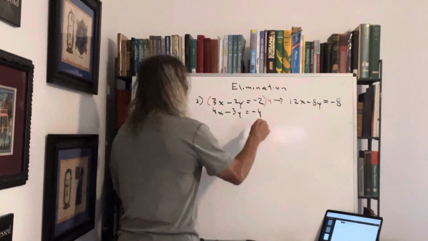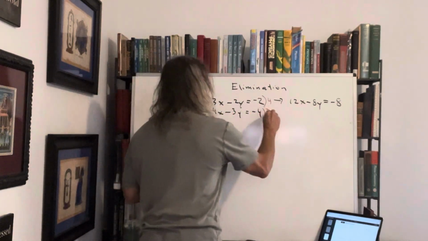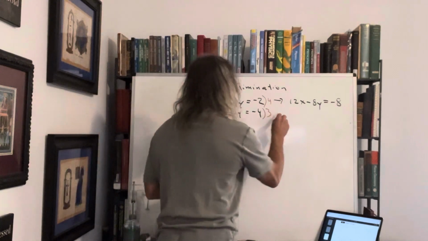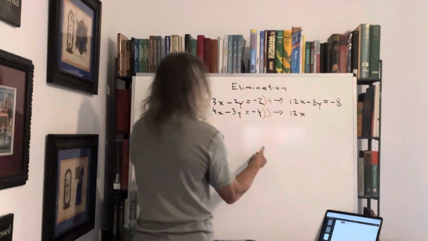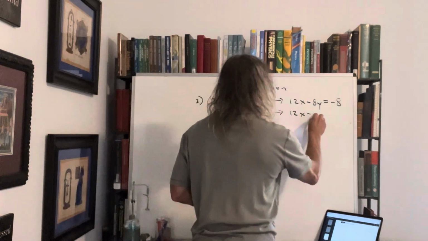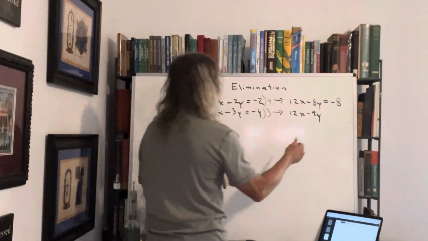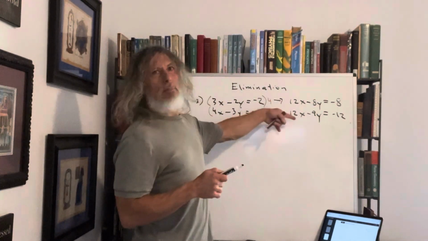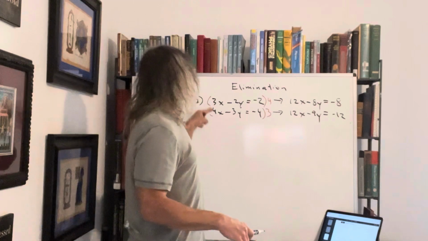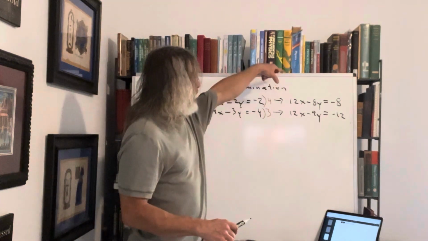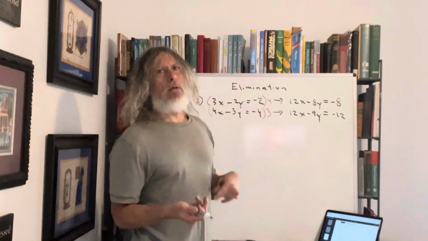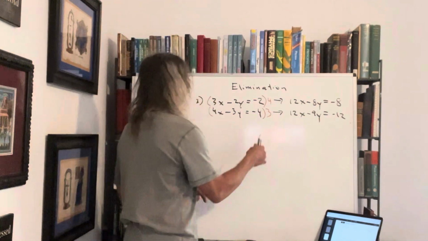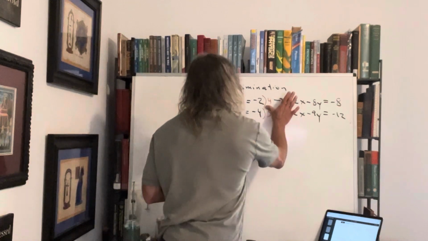And here we multiply by 3. So we get 12x minus 9y equals negative 12. But whoa, we forgot to make them opposite. They're both 12, but we can't just add these and make them 0. And we could also subtract, but it's easier to think about adding. So we can multiply this by negative 3, okay?